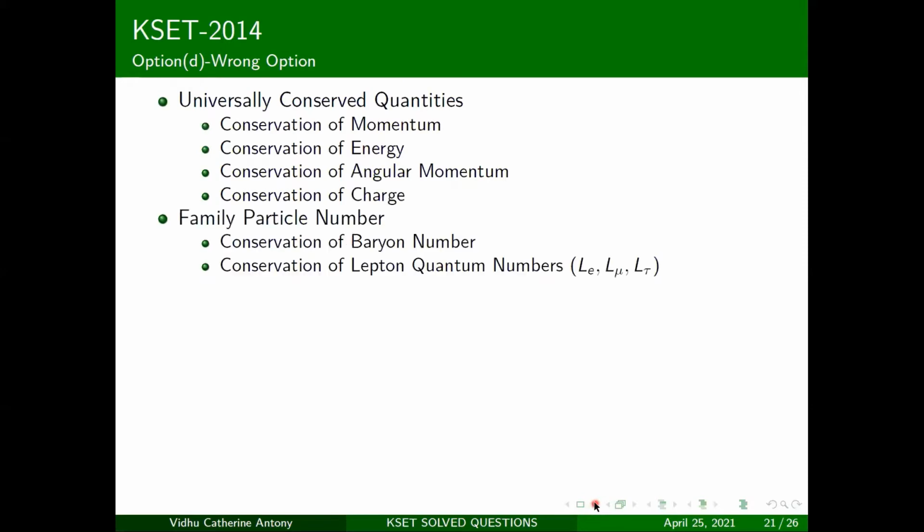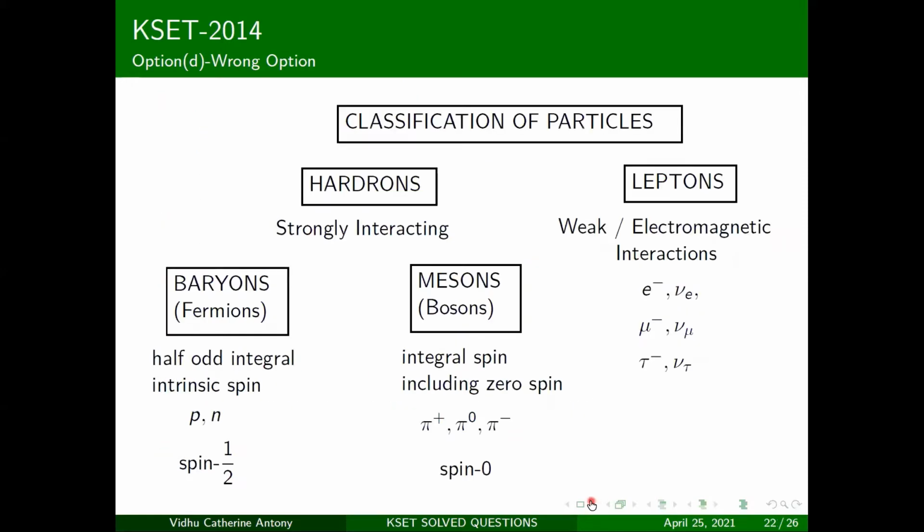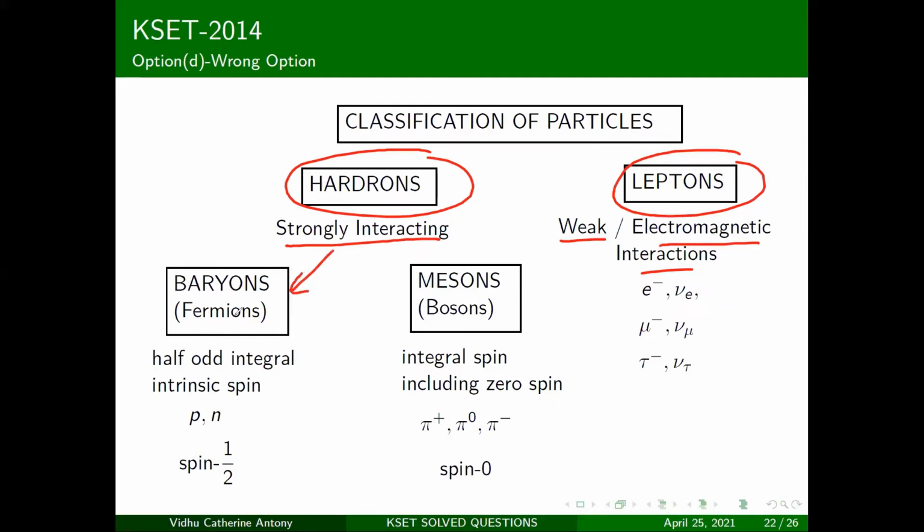Now, it's very hard to remember some of them, so let's look at this table right here. Let's look at the classification of particles. Here they are strongly interacting particles, and these are called hadrons. And you have leptons, which are associated with weak or electromagnetic interactions. Then you have 2 types of hadrons. One is called the baryons, fermions, and the other one is called the mesons, or the bosons.